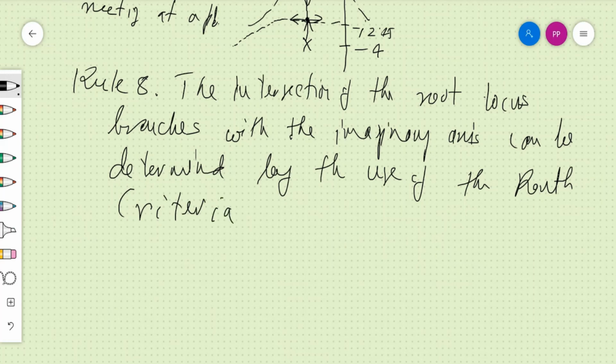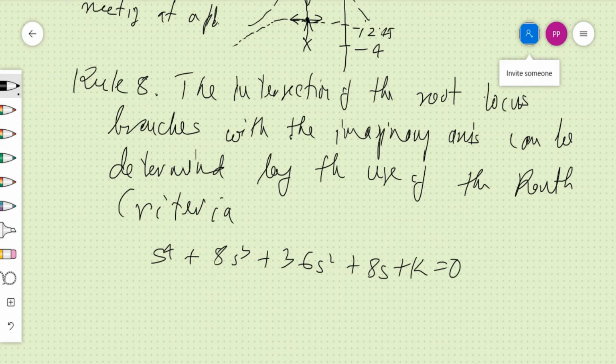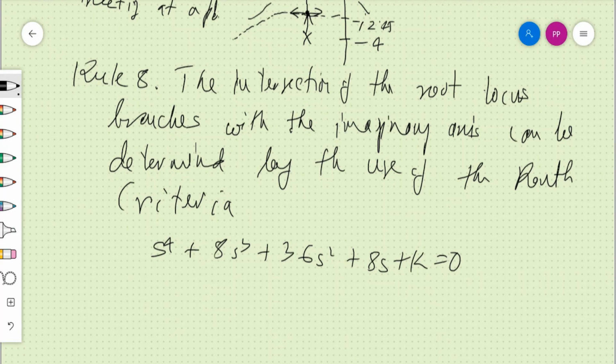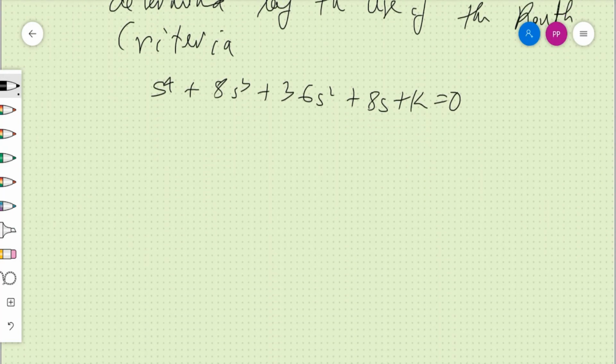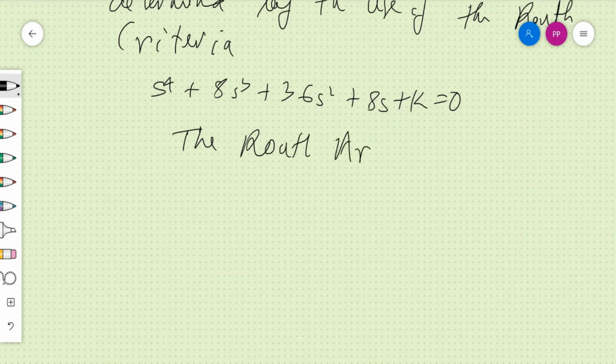So as we had written a specific equation including k, that is s power 4 plus 8s cube plus 36s square plus 80s plus k equal to 0. You can draw the Routh table from this, and here we use the Routh criteria very smartly so that we can make use of this technique, the Routh array.